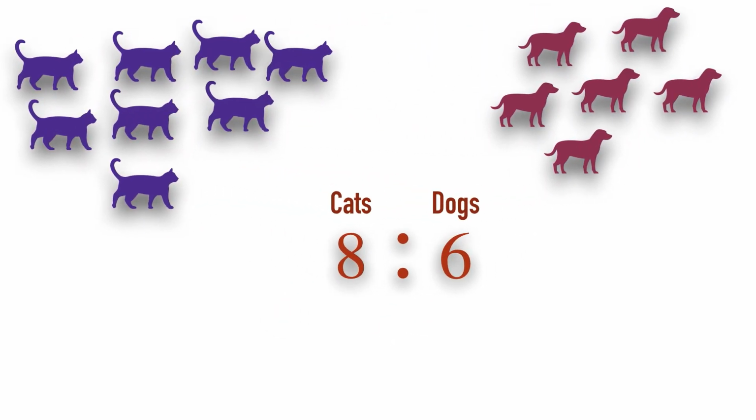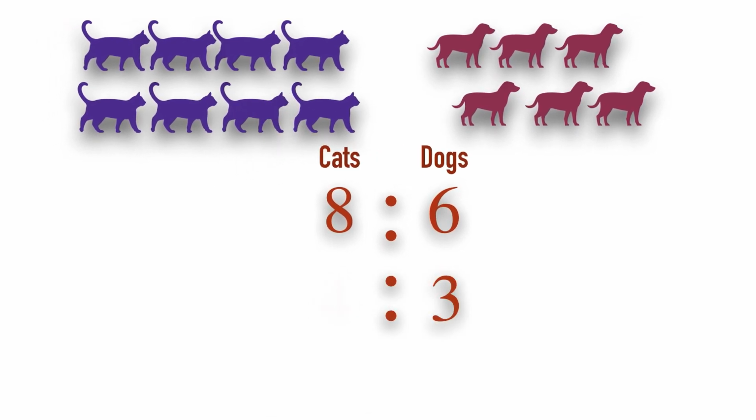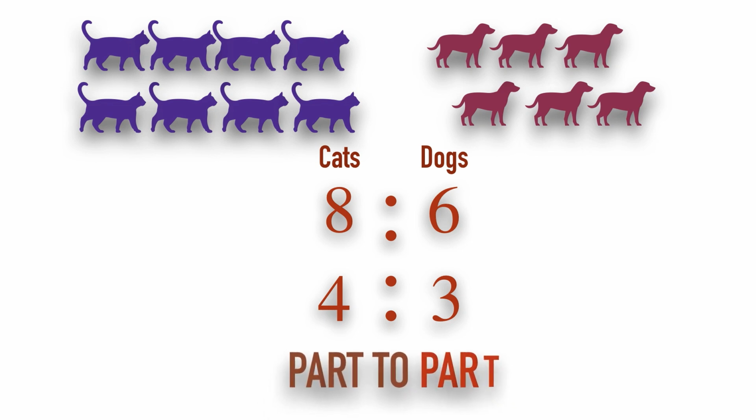Similarly, the ratio of cats to dogs is now 8:6, and in its simplest form, it is 4:3, and so it's also an example of part-to-part ratio.